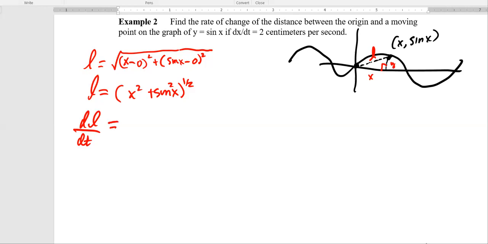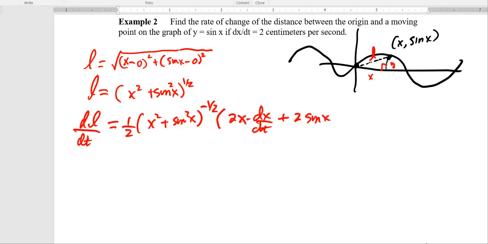And let's go ahead and start differentiating here. We're going to have a half times x squared plus sine squared x to the minus half. Now I need a chain rule to give me the derivative of what's inside here. And that is going to be 2x times dx/dt plus 2 sine of x times cosine of x times dx/dt again. Okay, so that one was tricky.